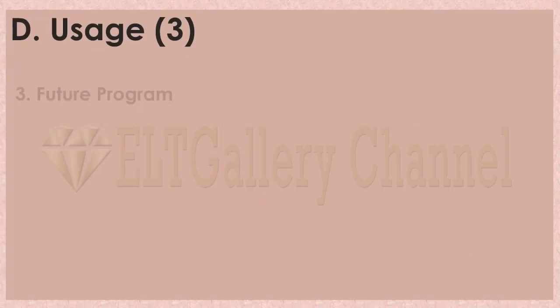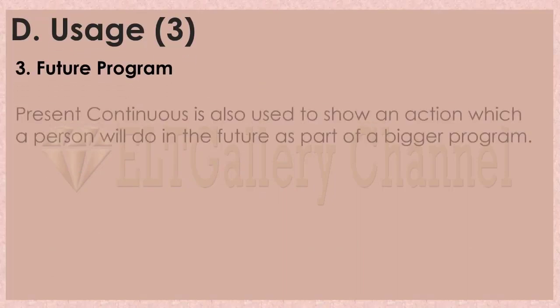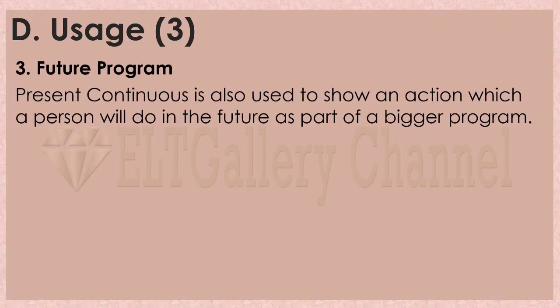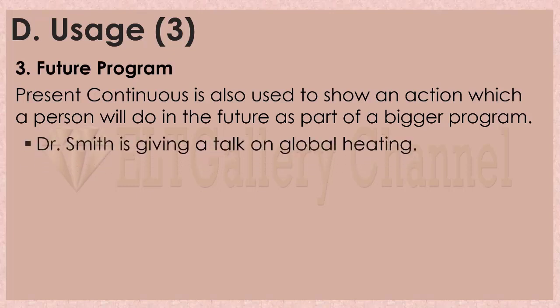The next we have, still usage, but a future program. The present continuous is also used to show an action which a person will do in the future as part of a bigger program. So it's a part of a bigger program, the future program. Dr. Smith is giving a talk on global heating. So it's in the future and it's part of a plan or program. Dr. Smith is giving a talk on global heating. It's in June, for example.